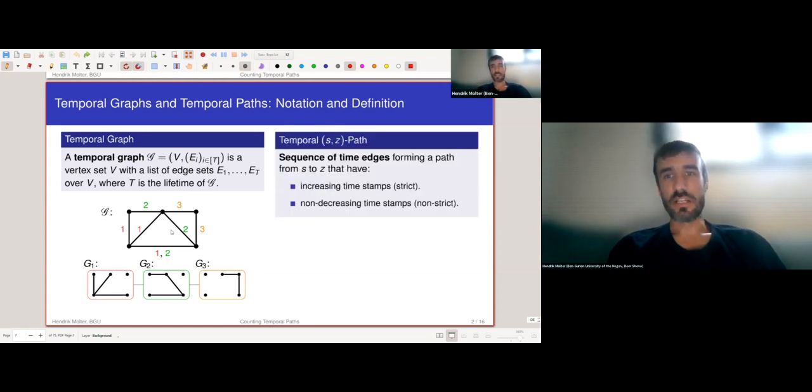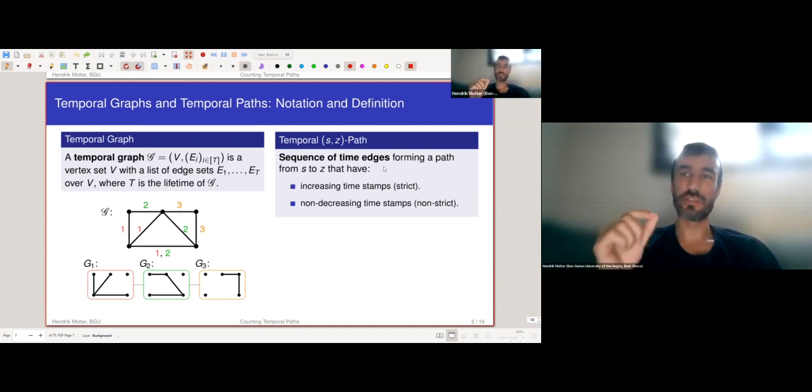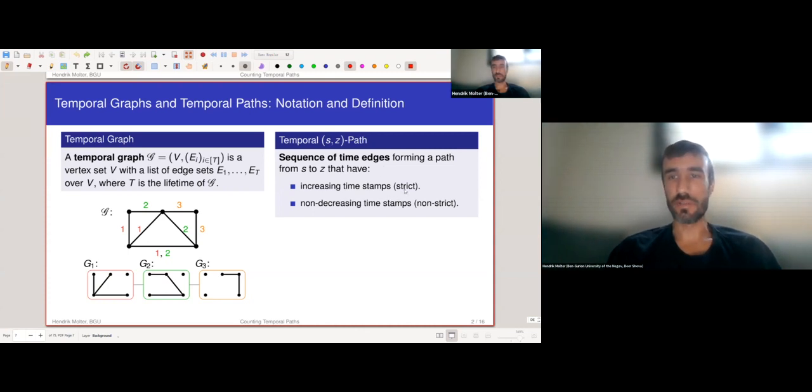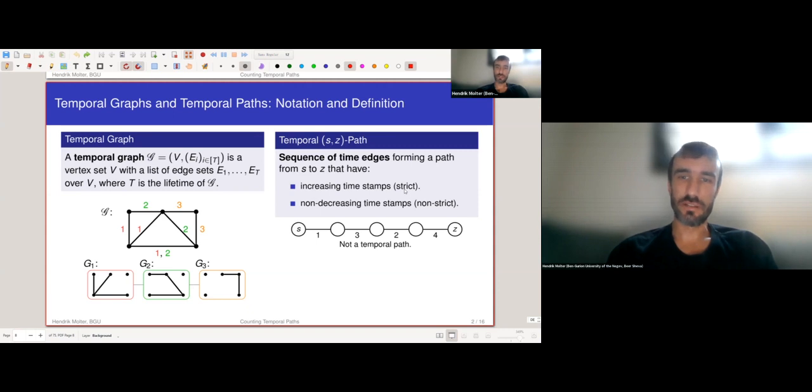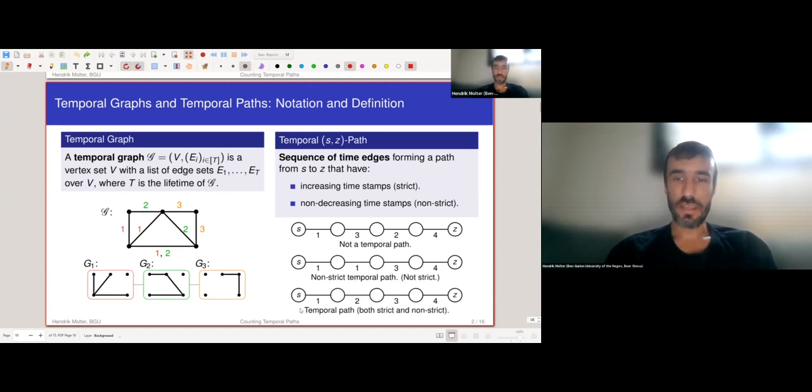And a temporal path, because we're counting, it's important to really define properly what it means. So I'm going to assume that the sequence of time edges, so edges with the labels, is a temporal path. And then we call them strict if they're increasing, and non-strict if they are non-decreasing. So this is a definition by example. This is not a temporal path. This would be a non-strict temporal path, and this would be a strict temporal path.